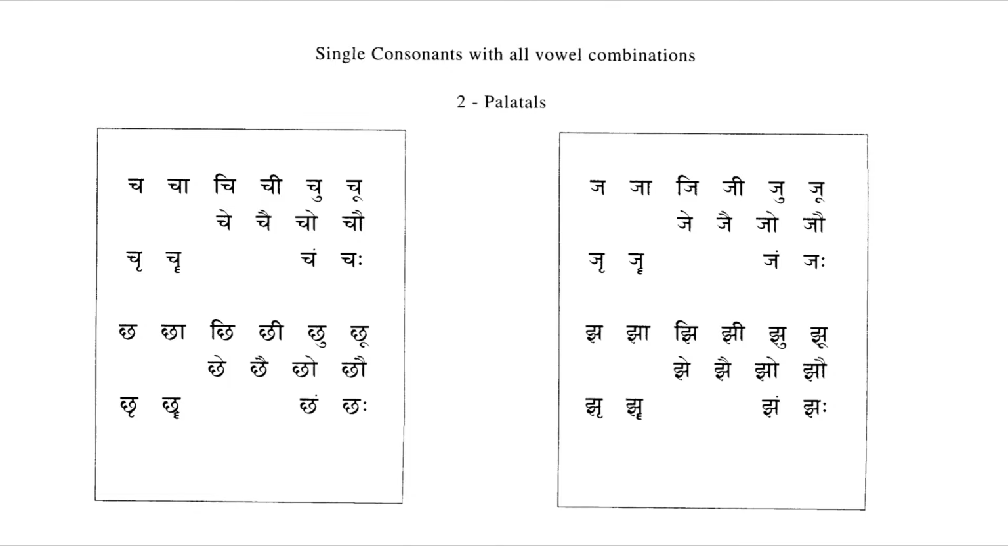Soft, unaspirated. Ja, ja, ji, ji, ju, ju. J, jai, jo, jow. Jum, jaha. Jr, jri. Soft, aspirated. Ja, ja, ji, ji, ju, ju.